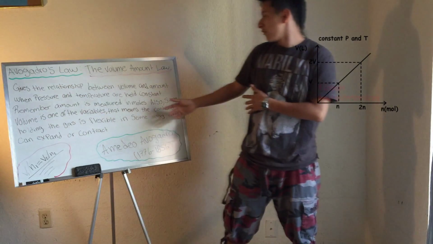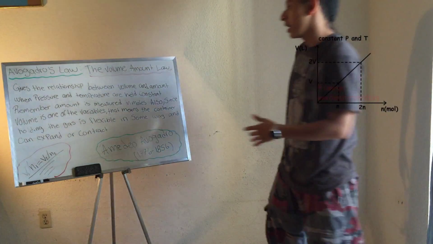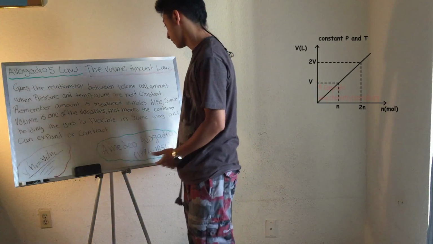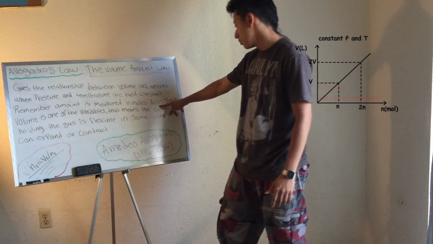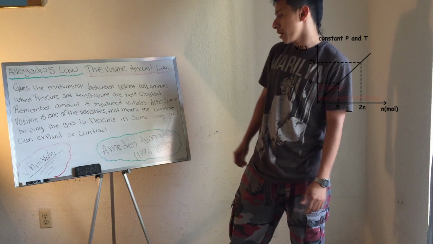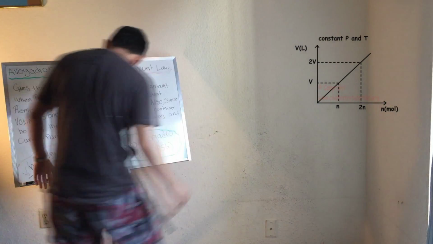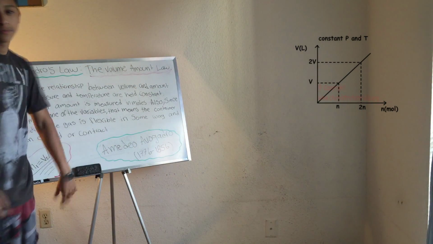Avogadro's law. The volume amount law gives the relationship between volume and amount with pressure. Also, it's measured in moles since it's holding the gas flexible in some way and it can expand or contract. These are some examples of Avogadro's law.